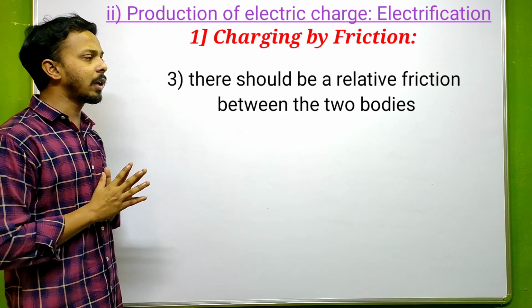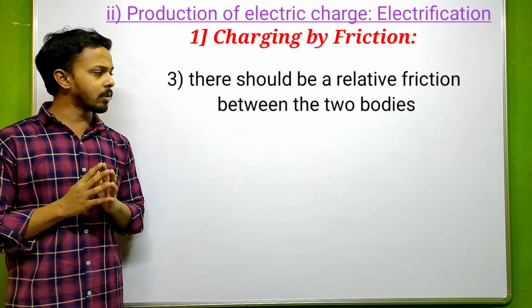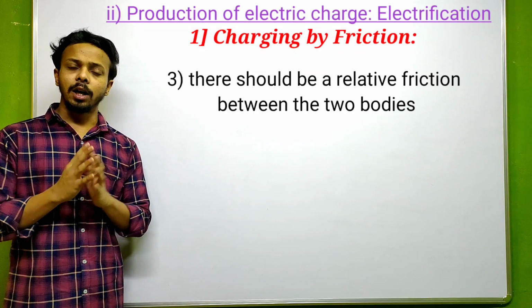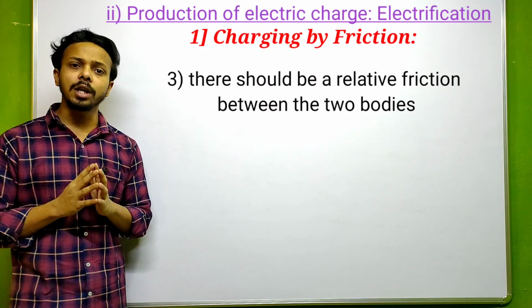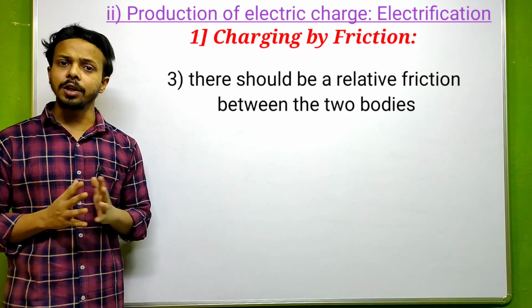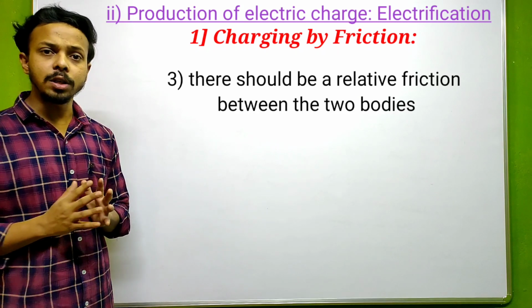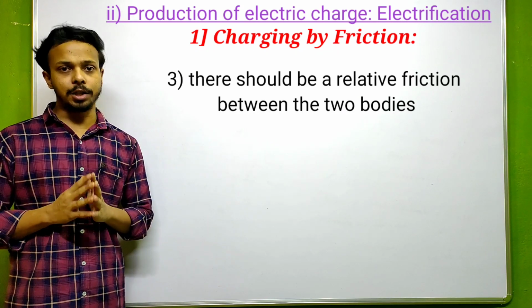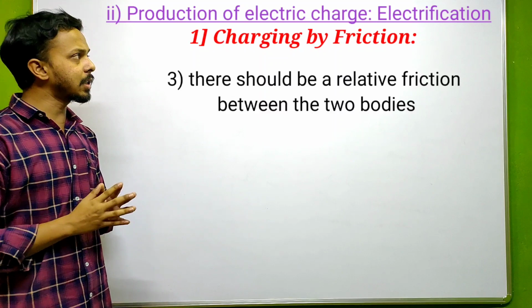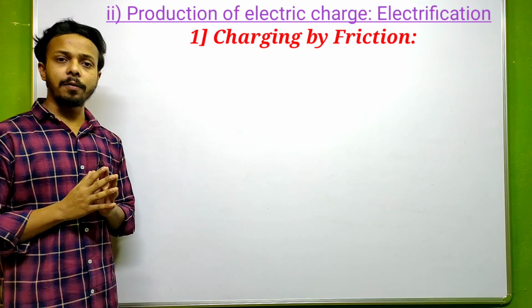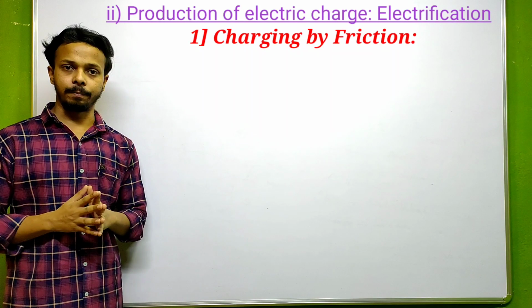And the third thing you have to understand is that the two bodies must have a relative motion, meaning they must rub against each other, so that because of the friction some amount of energy is produced and therefore the body gets charged. So this is the first method of electrification, that is charging by friction.